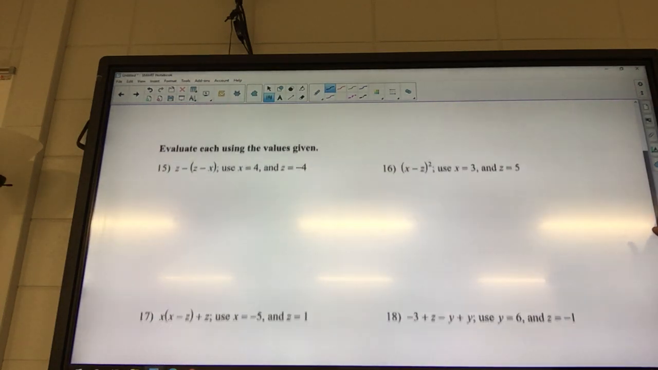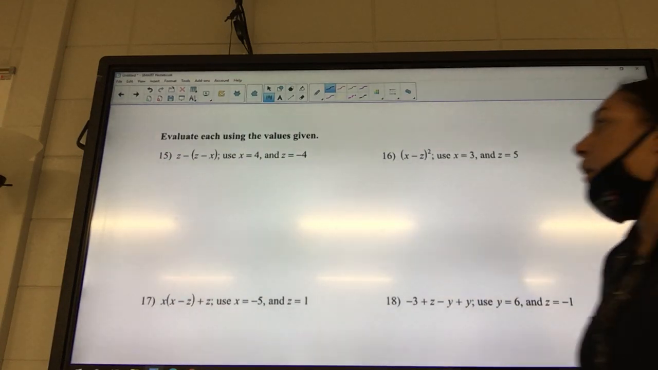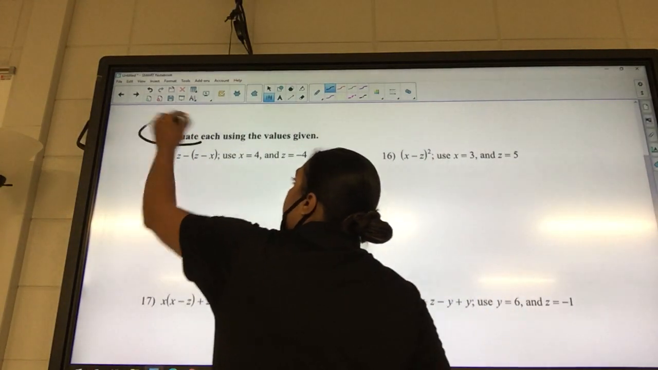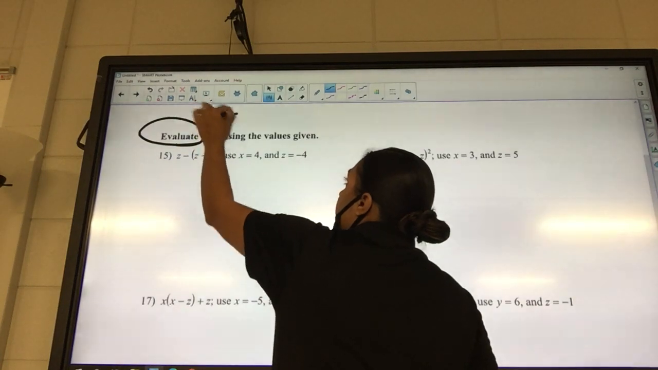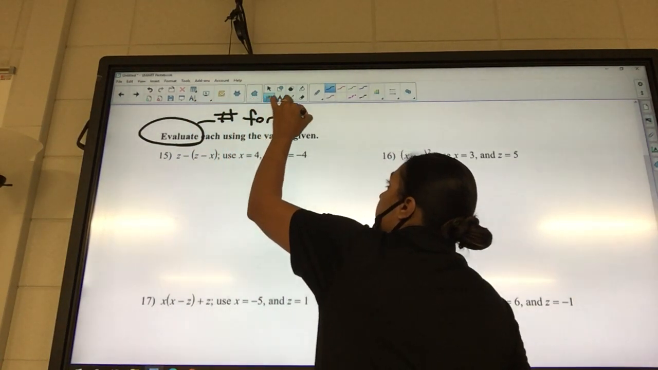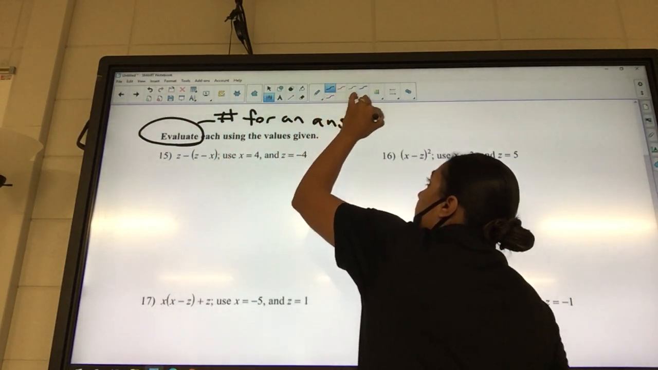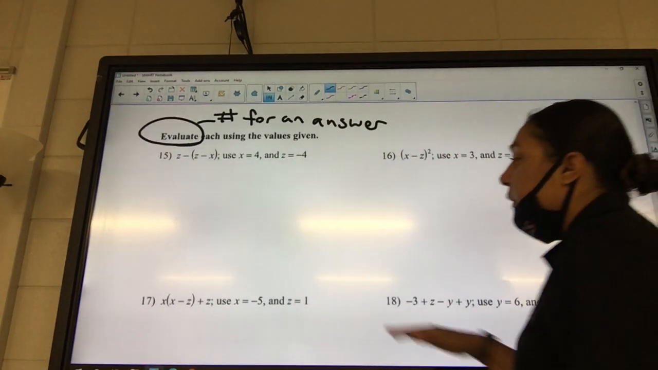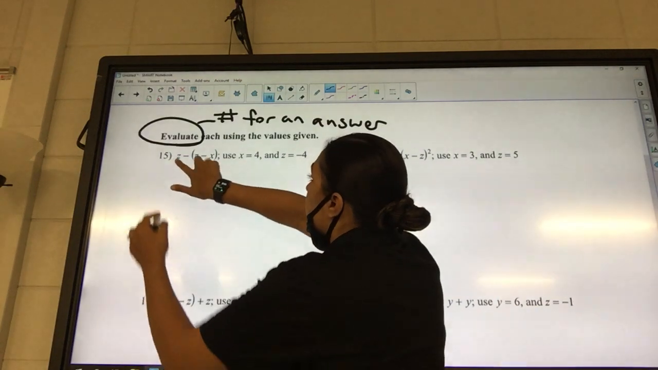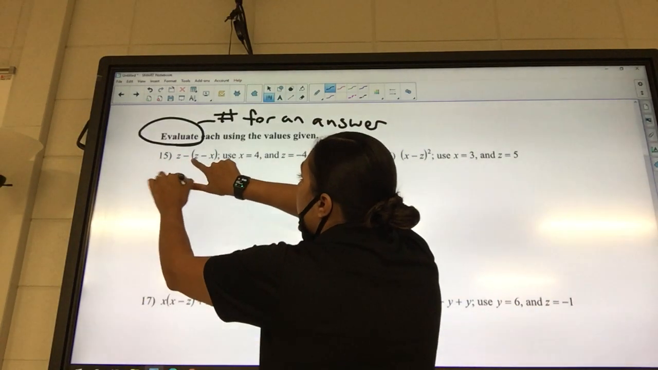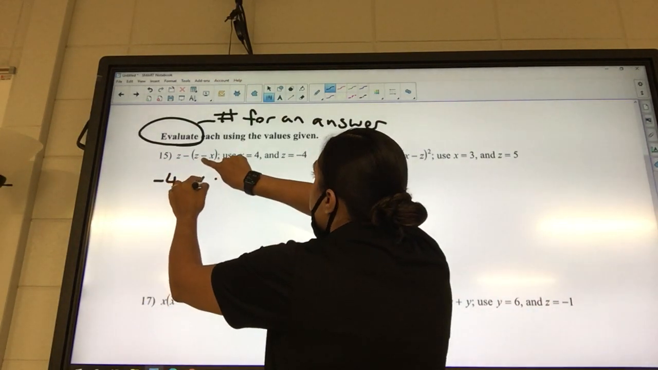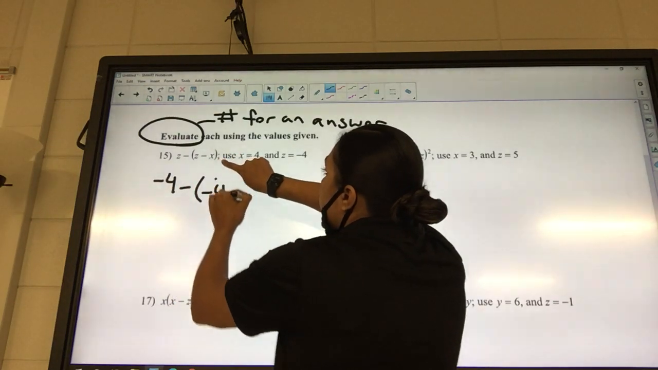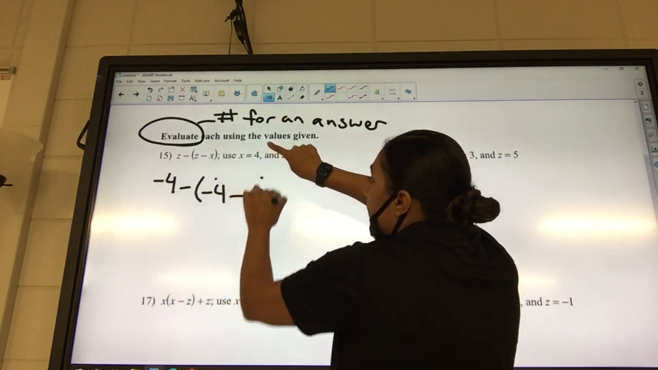Okay, evaluate using the variables given. So evaluate means you should have a number for an answer. Okay, and that's the big key word between the expression and evaluate. Evaluate means you should have an actual number for an answer. So we start off with z, and what is my z? -4 minus parentheses z, so I said -4 minus x, which is 4, and close it.